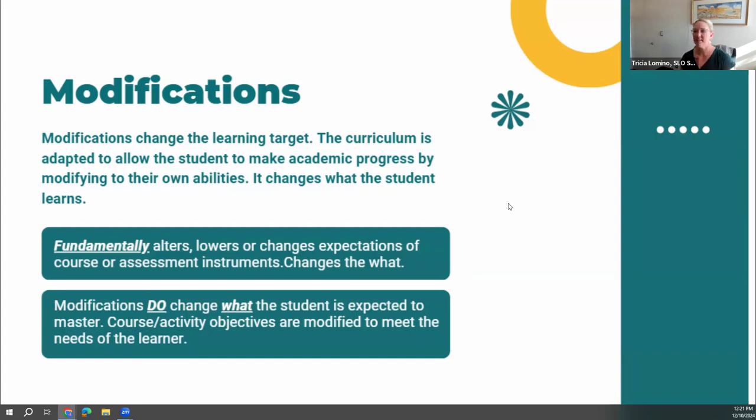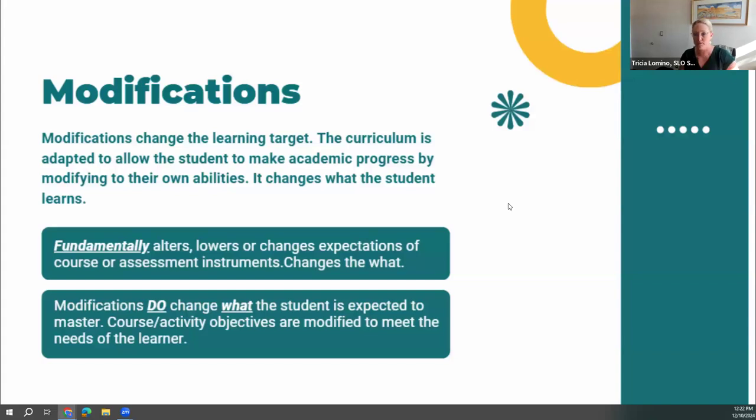Okay, perfect. Thanks, Lindsay. All right, so for modifications, now we're actually changing the learning target. We're changing what the child is learning. So the curriculum is adapted to allow the student to make academic progress by modifying to their own abilities. It changes what the student learns.